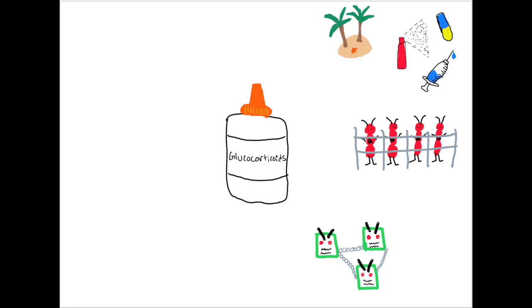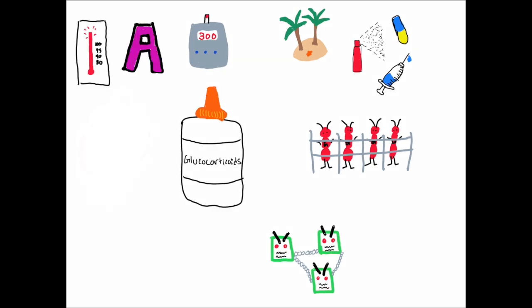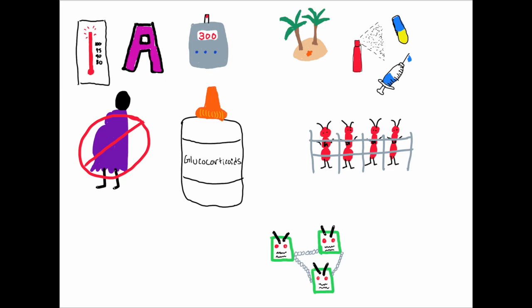They can be administered topically, orally, by nasal spray or injection, shown by our tropical island, pill, spray can, and syringe. Beware use for diabetic patients due to the glucose elevating effects, shown by the high number on our glucose monitor. We should be assessing for infection and history of steroid allergies before administering, shown by our high fever and our giant A. They should only be used in pregnancy when absolutely necessary, shown by our blocked off pregnant woman.